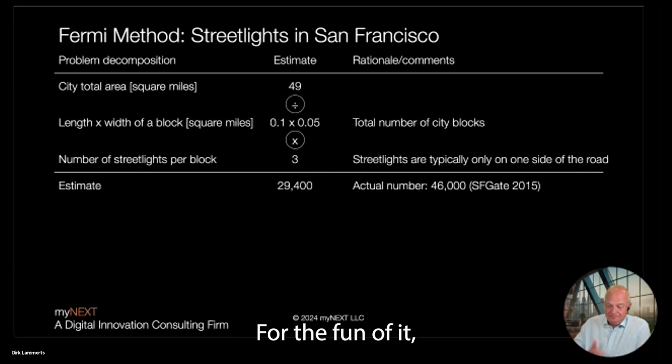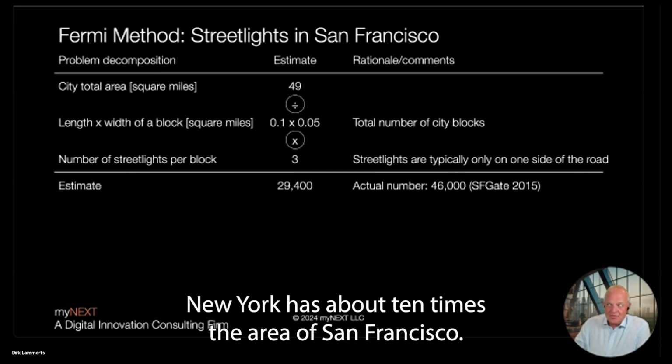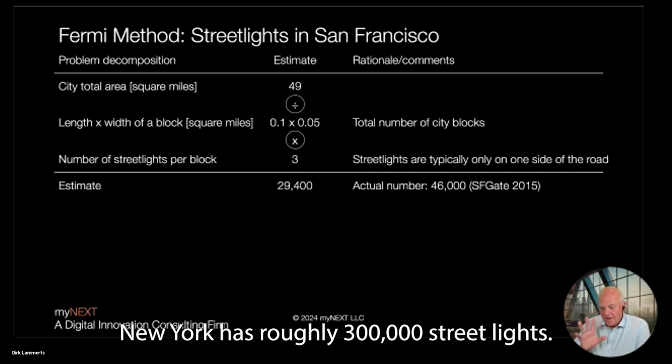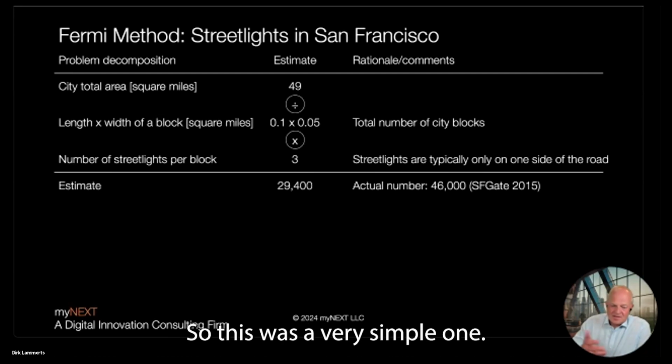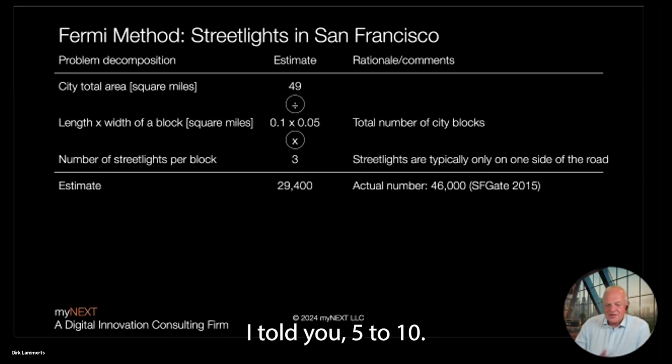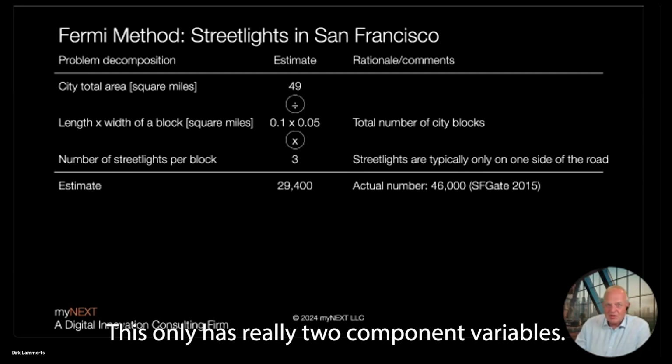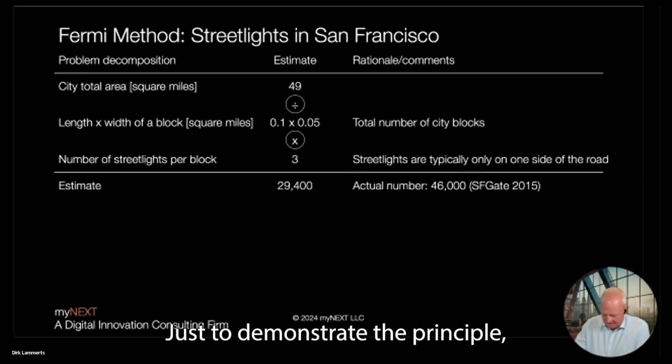For the fun of it, New York has about 10 times the area of San Francisco. New York has roughly 300,000 streetlights. So this was a very simple one. I told you 5 to 10. This only has really 2 component variables just to demonstrate the principle.